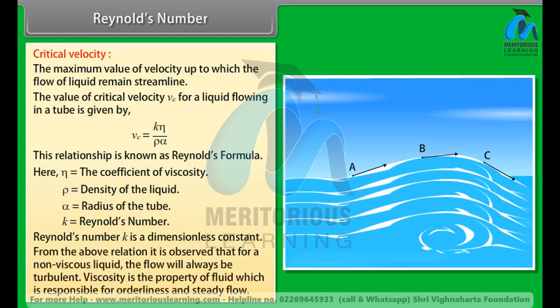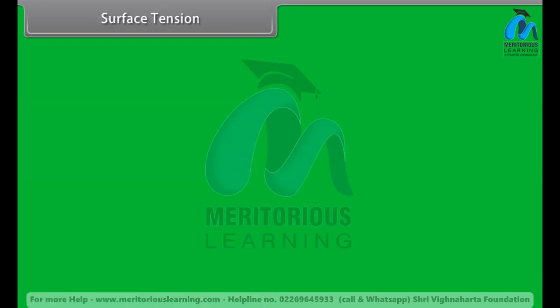From the above relation, it is observed that for a non-viscous liquid, the flow will always be turbulent. Viscosity is the property of fluid which is responsible for orderliness and steady flow. Surface tension.